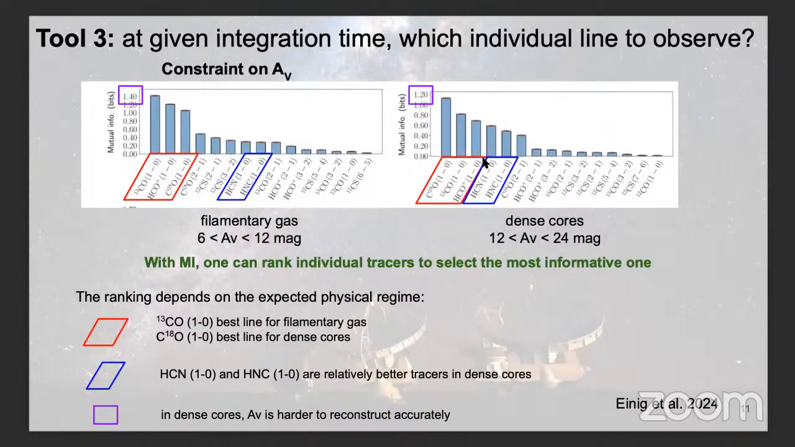And finally, you can use this mutual information to, among a large number of potential tracers, find the ones that will be best to observe a given environment. So for instance, if you know that we are going to observe filamentary gas, here are the results. And we see that the best tracers are 13CO, HCO+, and C18O. And for denser, higher AV lines of sight, we see that the order inverts, and C18O, as expected, becomes a better tracer of the column density.